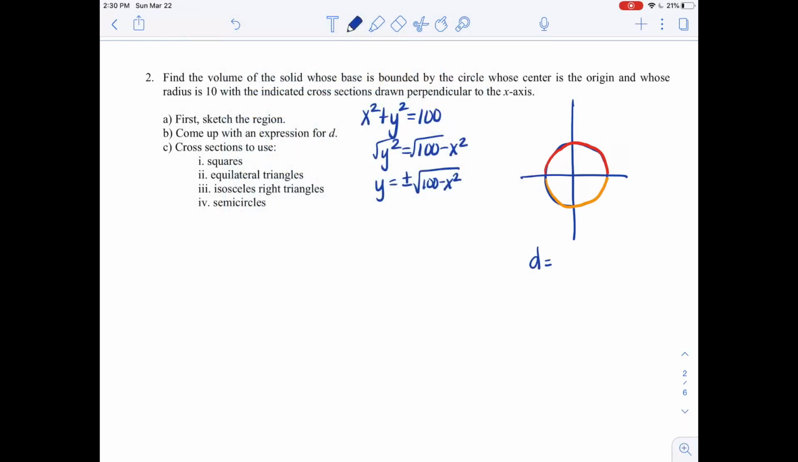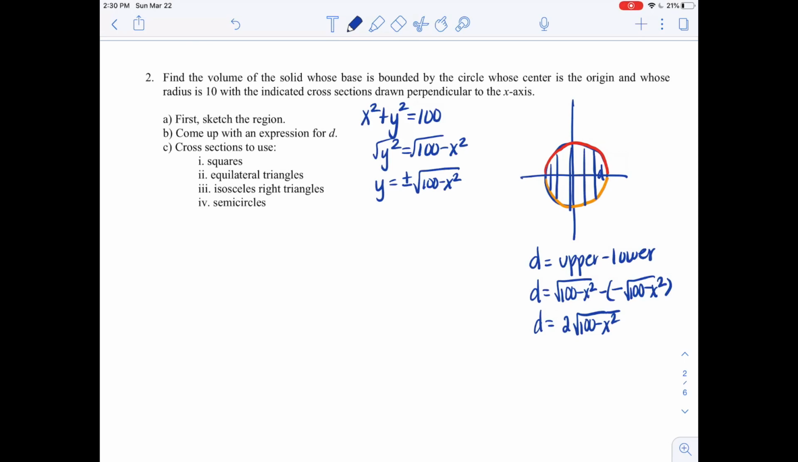So your d value, just give me a second to switch colors, is your upper function minus your lower function. In this case, your upper function would be the positive square root of 100 minus x squared. Your lower function is the negative square root of 100 minus x squared. Or if you simplify that, that's 2 times the square root of 100 minus x squared. Which sort of makes sense because you're doubling the distance it would have taken to get from the circle down to the x-axis. So that's your d value. Now you're adding all of these d's together on what region?